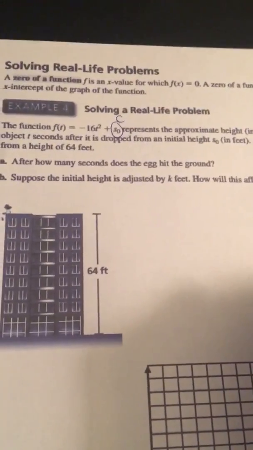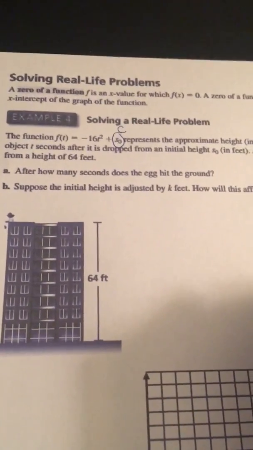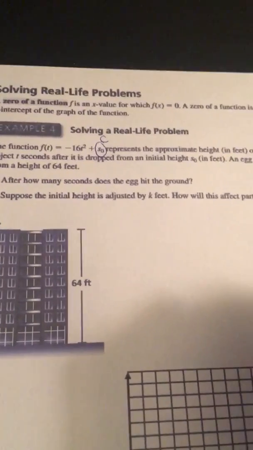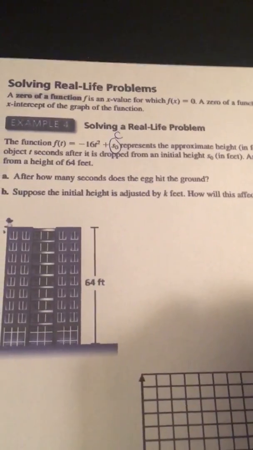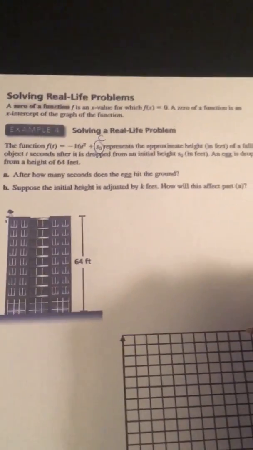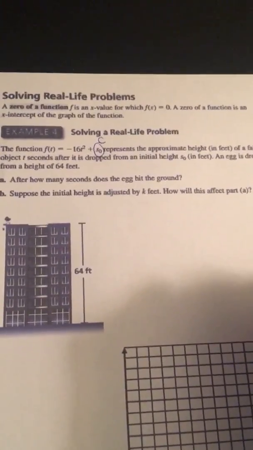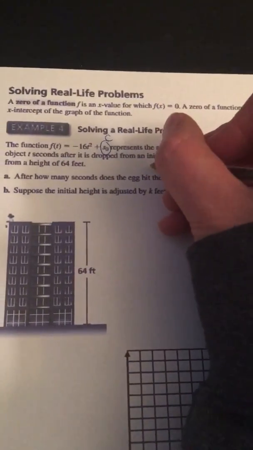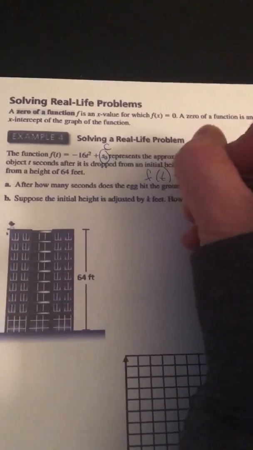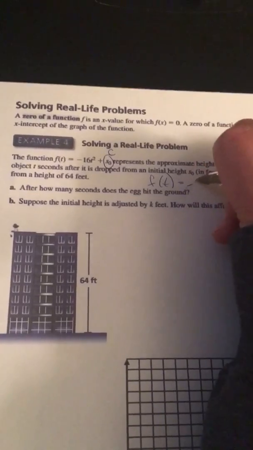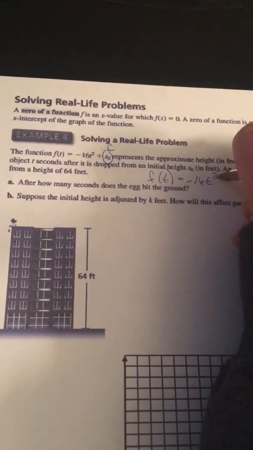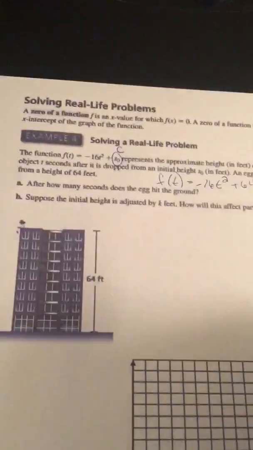So this is just like the vertical motion model. We don't have an initial vertical velocity because an object is dropped, not thrown. So it says we're starting at a height, an egg is dropped from a height of 64 feet. So we're going to start with the equation f of t equals negative 16t squared plus 64.